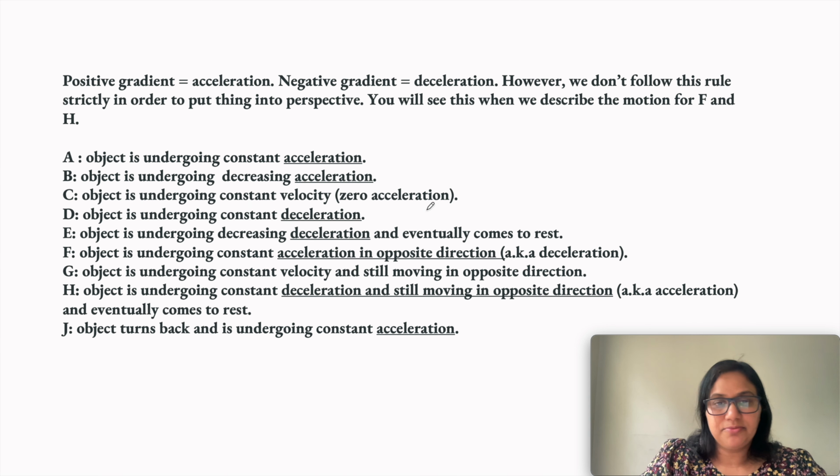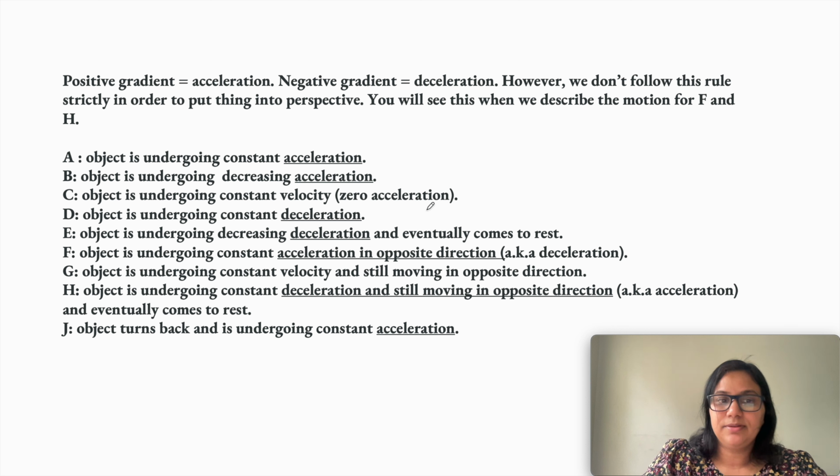So this is the answer for the previous graph question. A: the object is undergoing constant acceleration. At point B, the object is undergoing decreasing acceleration. C, the object is undergoing constant velocity. D, the object is undergoing constant deceleration. E, the object is undergoing decreasing deceleration and eventually comes to rest.